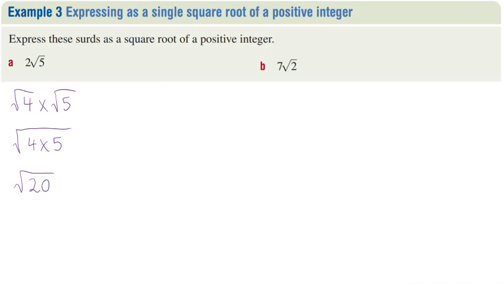Done. Alright, next one. So I need to square the outside number, so 7 sevens are 49. Put it under the surd symbol, then we're multiplying it by 2. Combine them together, so 49 times 2, 98.